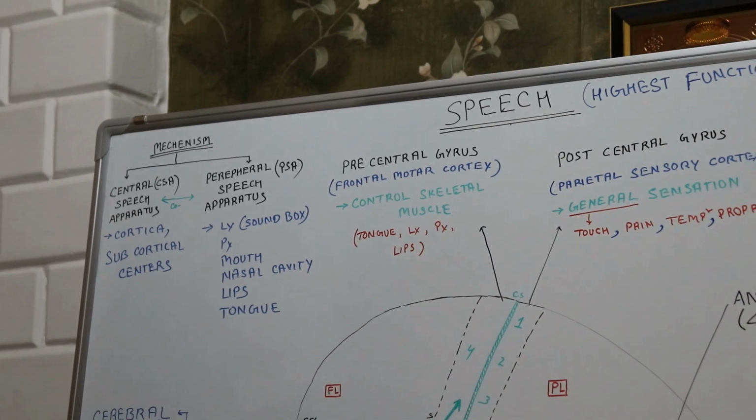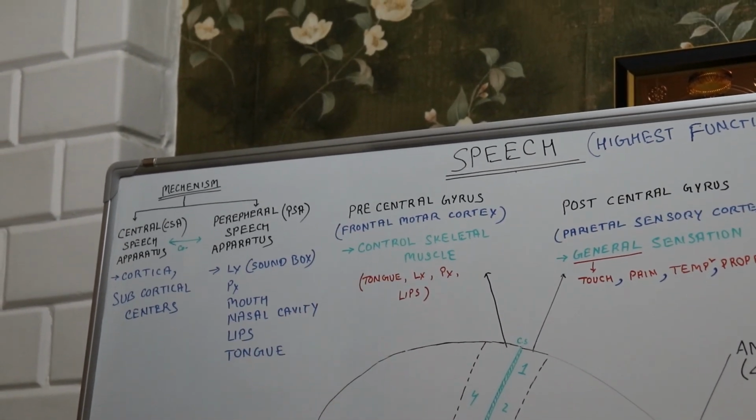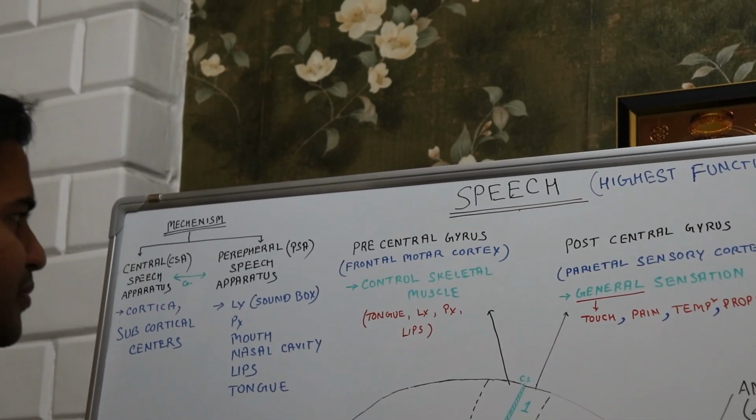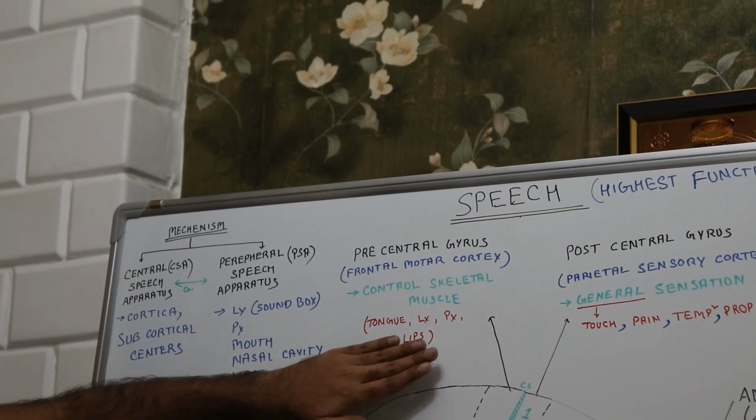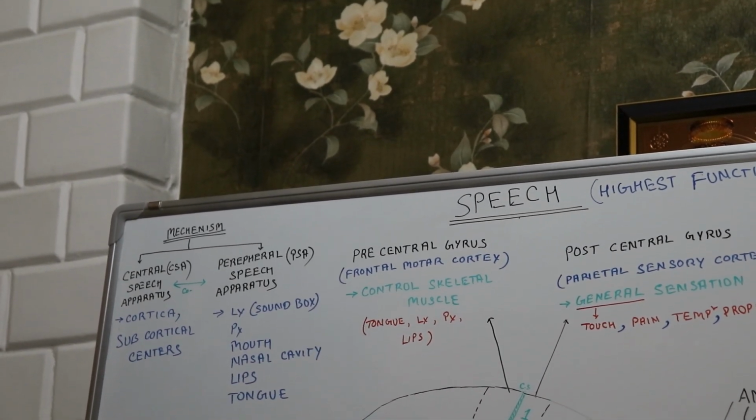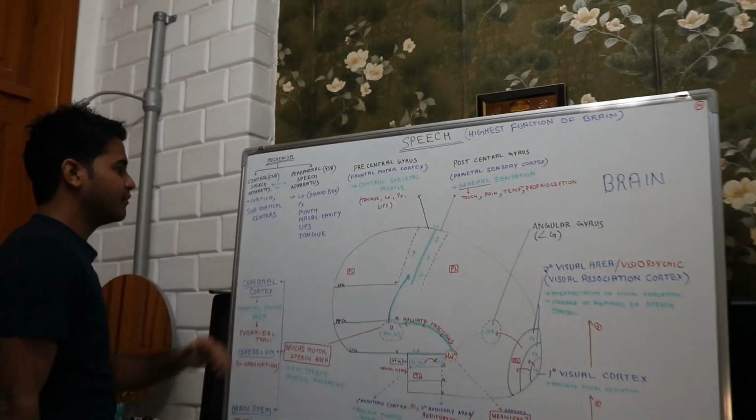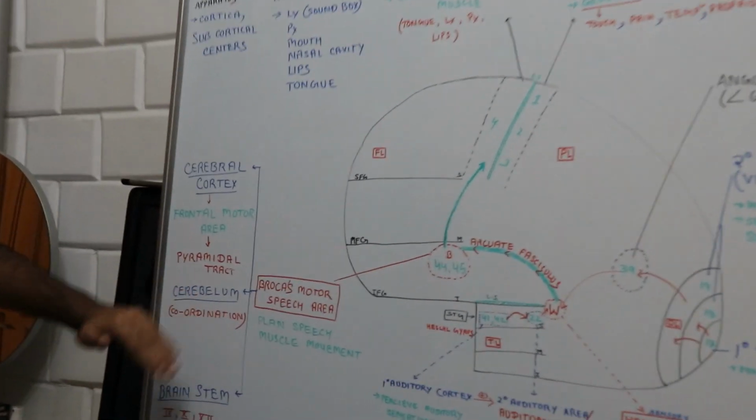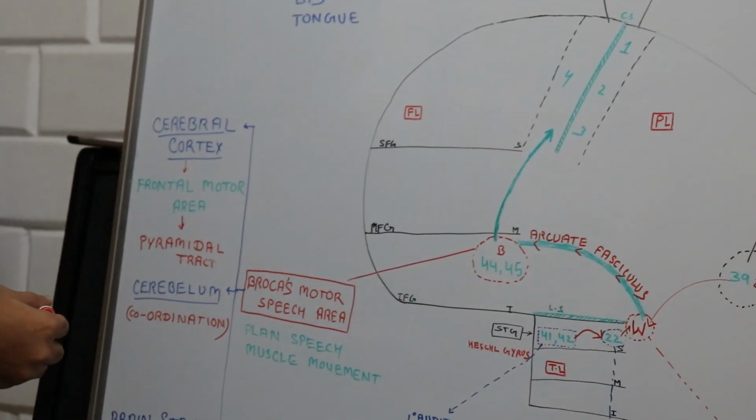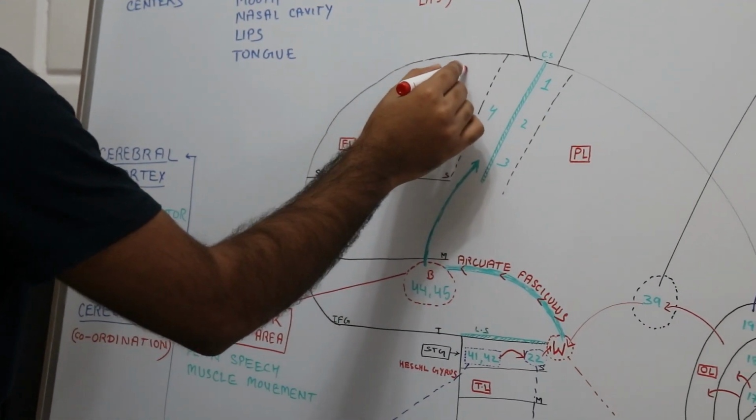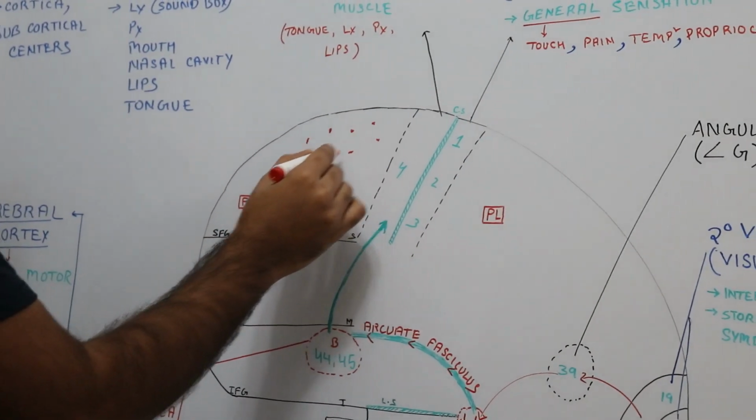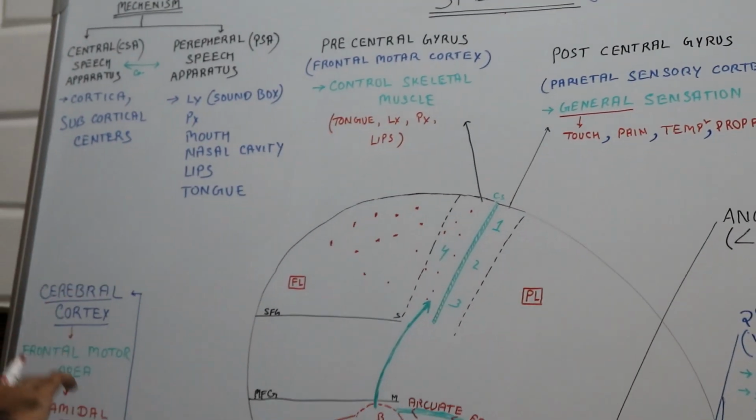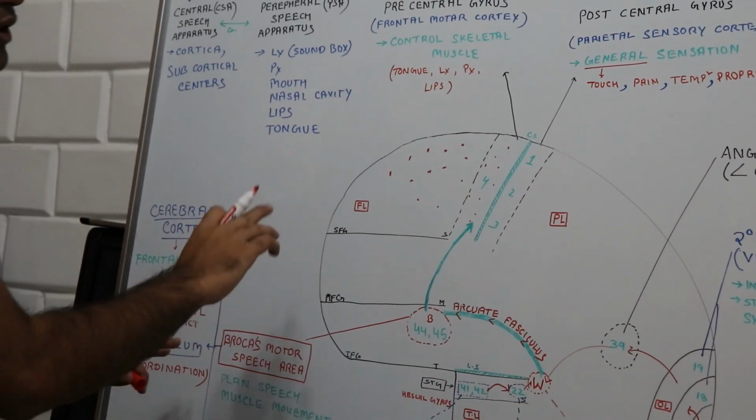So this central gyrus controls skeletal muscles like the tongue, larynx, pharynx, lips, and so many. But now we have to discuss the tongue, larynx, pharynx, and lips. This information will go toward the cerebellum with the help of the pyramidal tract. So many pyramidal cells are present in the cerebral cortex, and from these cells pyramidal fibers will go toward the cerebellum.